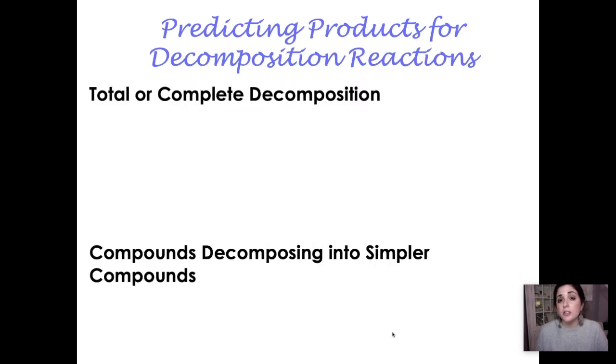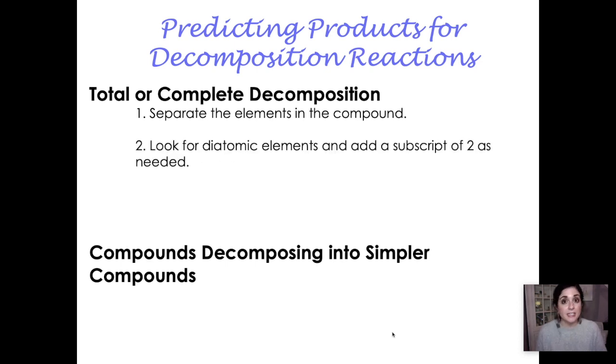These ones I think are actually a little bit easier to do than synthesis reactions. So basically, when you have your one reactant, you're going to separate the elements that comprise that compound on your product side. Look for diatomic molecules and add a subscript of 2 as necessary: bromine, oxygen, fluorine, iodine, nitrogen, chlorine, and hydrogen. Remember, phosphorus comes in 4s and sulfur comes as an 8, so S8. And lastly, you need to balance that. Pretty simple.